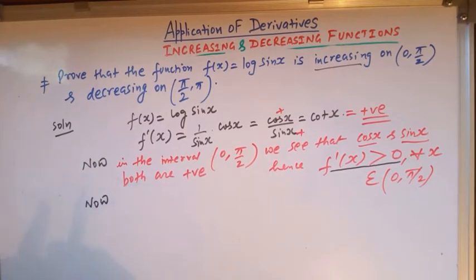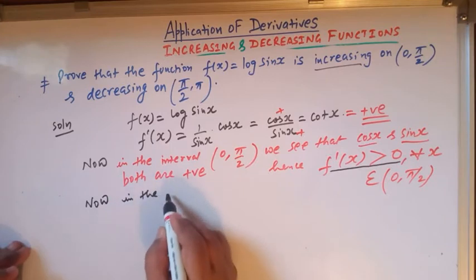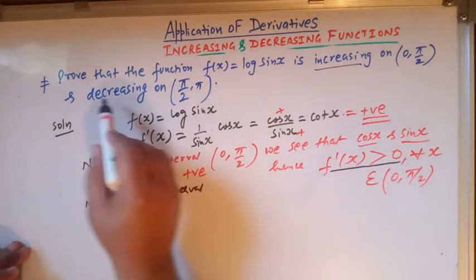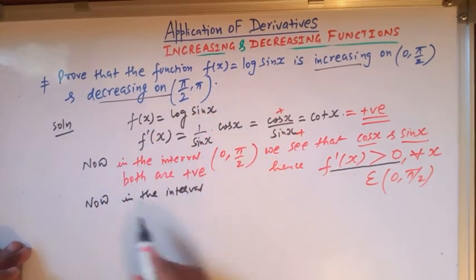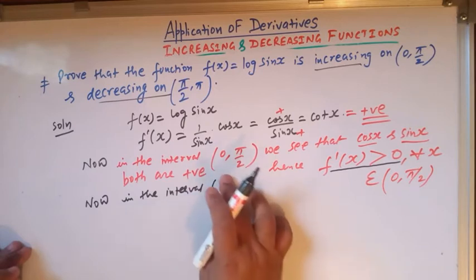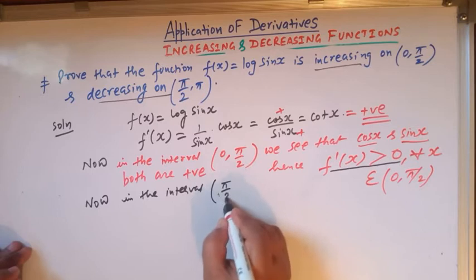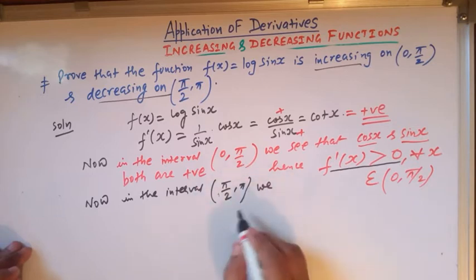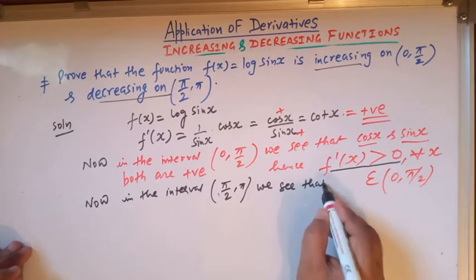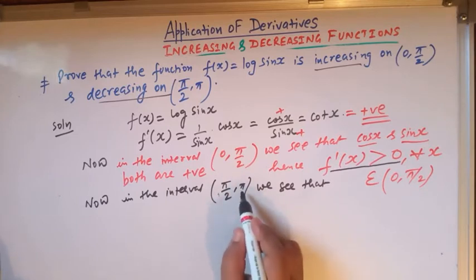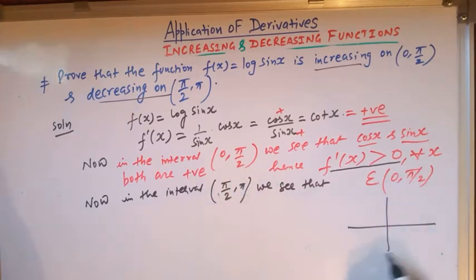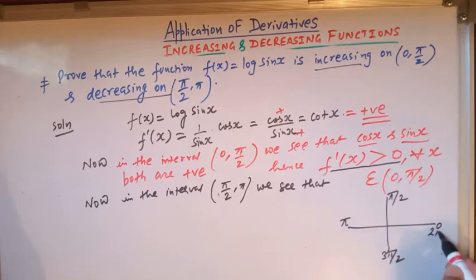Now in the interval pi by 2 to pi we have to prove that this function is decreasing. So in the interval pi by 2 to pi, we see that we are in the second quadrant. We are in the second quadrant because see, this is 0, this is pi by 2, this is pi, and this is 3 pi by 2, and again this is 2 pi.